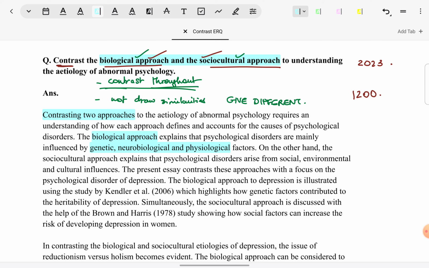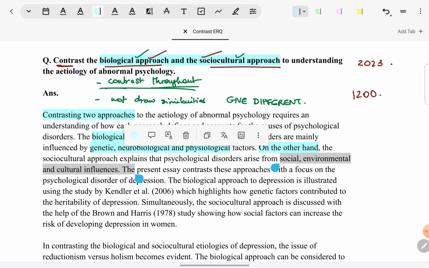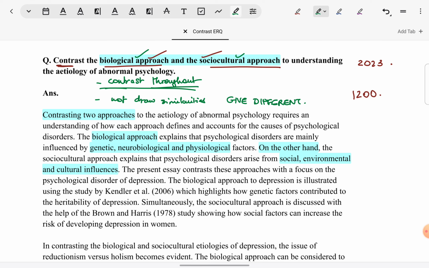So on the one hand, while the biological approach brings about physiological factors, the sociocultural approach is the one which brings about social, environmental and cultural influences. A lot of linking words and linking openings of sentences can be very helpful for a contrast command term. I know it sounds trivial, but it can be very helpful in writing an effective answer. Small things like these can matter a lot.